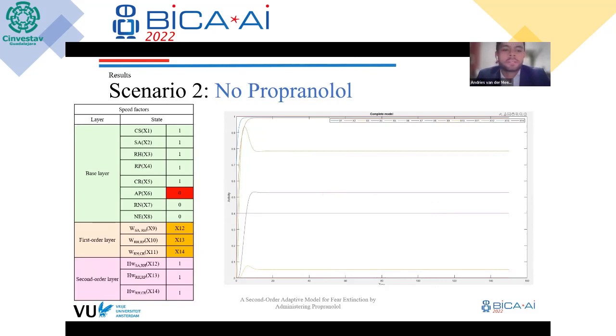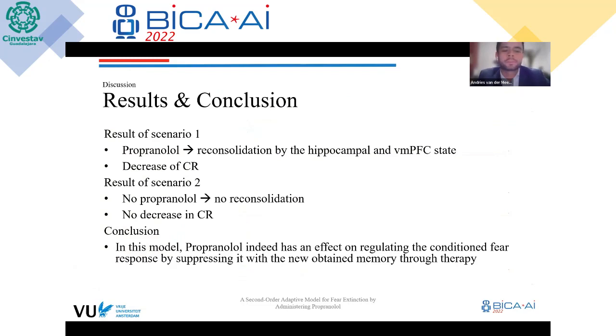So to move on to what this means, this first scenario shows that propranolol is responsible for the reconsolidation of the hippocampal and the ventral medial prefrontal cortex state, and that results in a decrease in the conditioned fear response. Whereas if you do not administer propranolol, there is no reconsolidation and thus no decrease in conditioned fear response. So in this model, we can conclude that propranolol indeed has an effect on regulating the conditioned fear response by suppressing it with the new obtained memory through therapy.